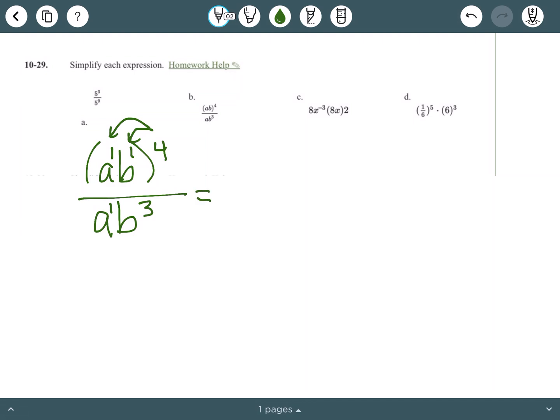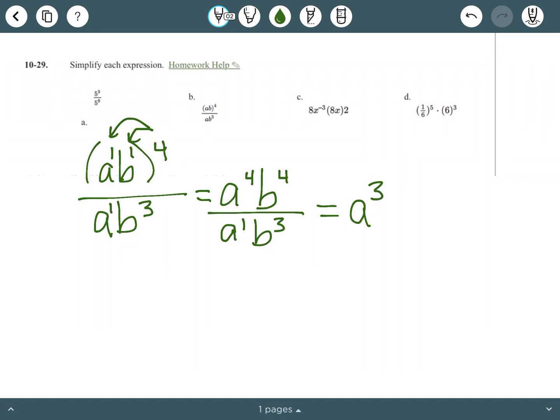So we're going to have A to the 1st times 4, which is going to give us A to the 4th. Same with the B. We're going to have B to the 1 times 4, which is B to the 4th. And then over A to the 1st, B to the 3rd. All right, so here we are with another division problem. So let's focus on these A's first. Remember, base is going to stay the same, and we subtract exponents. So we would have A to the 4 minus 1. And 4 minus 1 is 3.